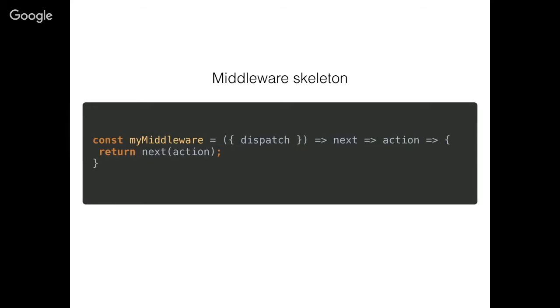And the most important bit is the next function. So you can decide when to pass this action onwards to the next middleware in line. Which means you can delay it, you can change it, or you can even go crazy and pass it 2 times. Again, not a good idea.